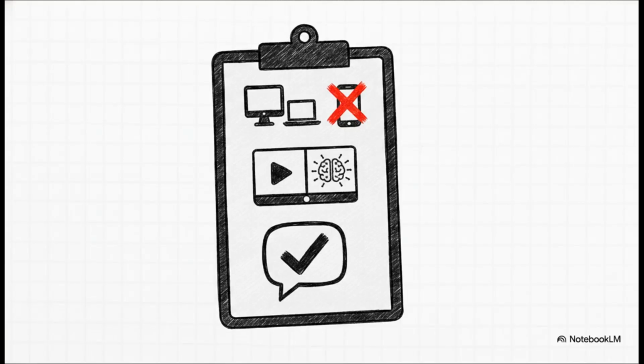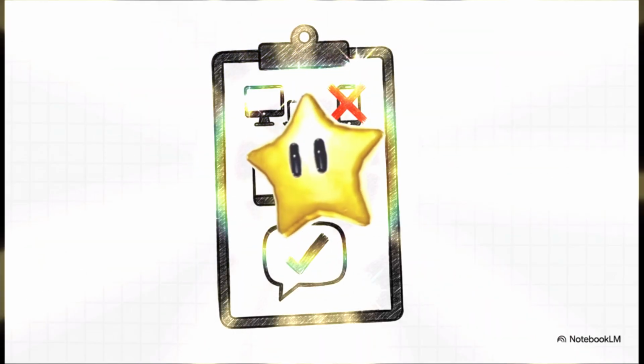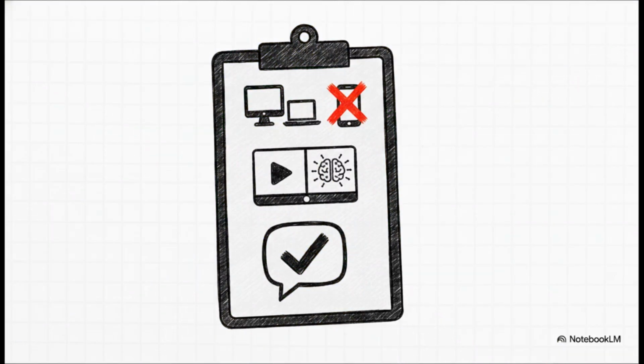To get the absolute most out of this course, you'll definitely want to follow this quick pre-flight checklist. First off, stick to a desktop or a laptop computer. You're going to be copying, pasting, and analyzing text. And let me tell you, that is pretty tough to do on a tiny mobile device screen. Second, make sure you have ChatGPT open right alongside the course for active practice.